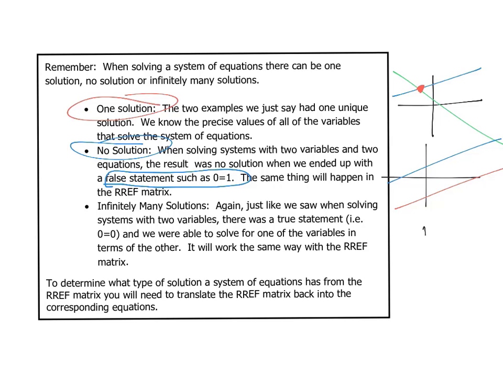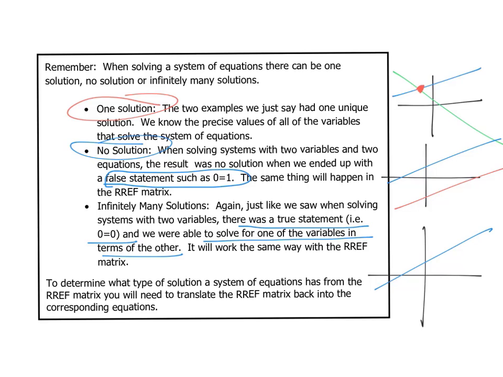The final thing that could happen was you ended up with one line, even though you had two equations. The two equations were really the same equation. They just looked different. And we recognize this because we ended up with a true statement like 0 equals 0 or 3 equals 3, and we were able to solve for one variable in terms of the other. Again, it's going to work the same exact way when we're dealing with the matrices.